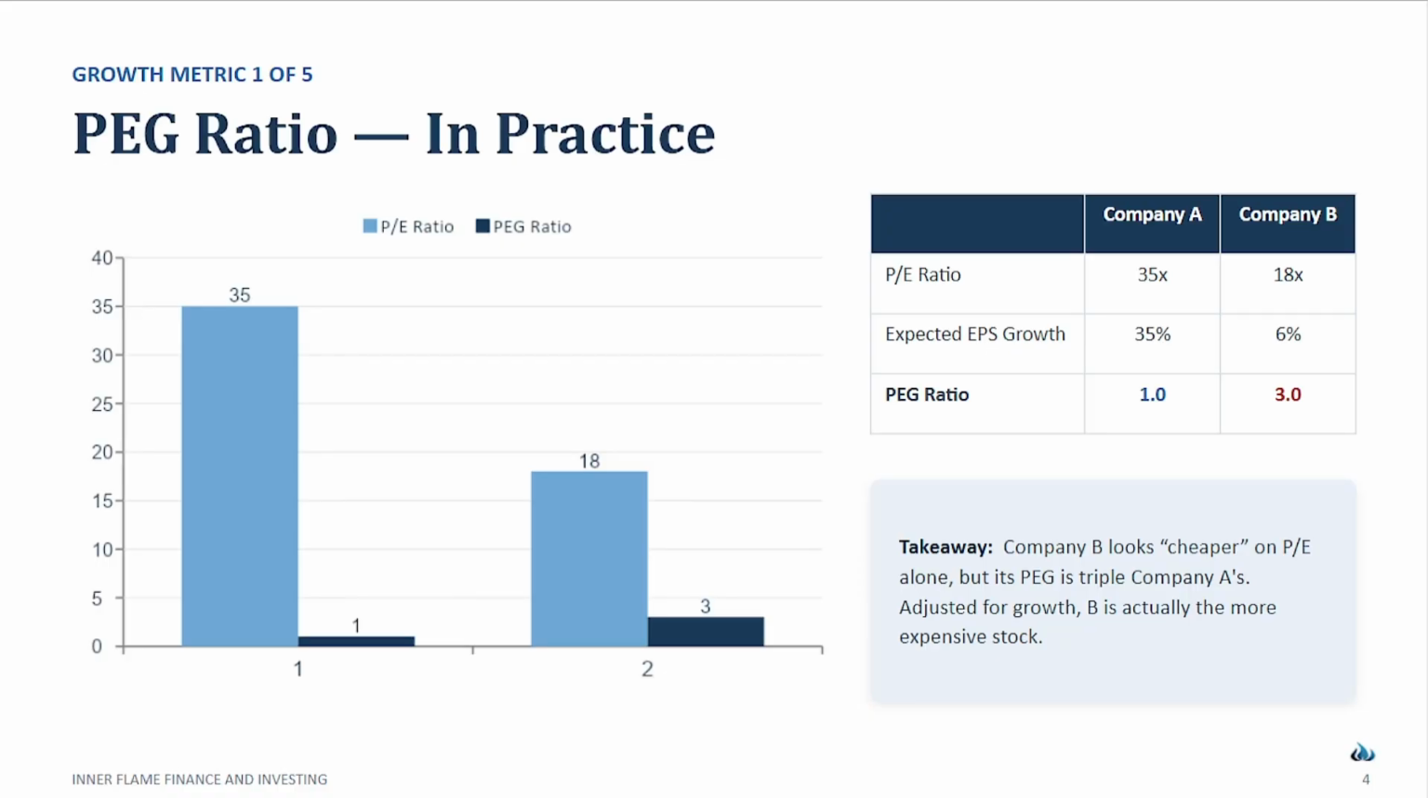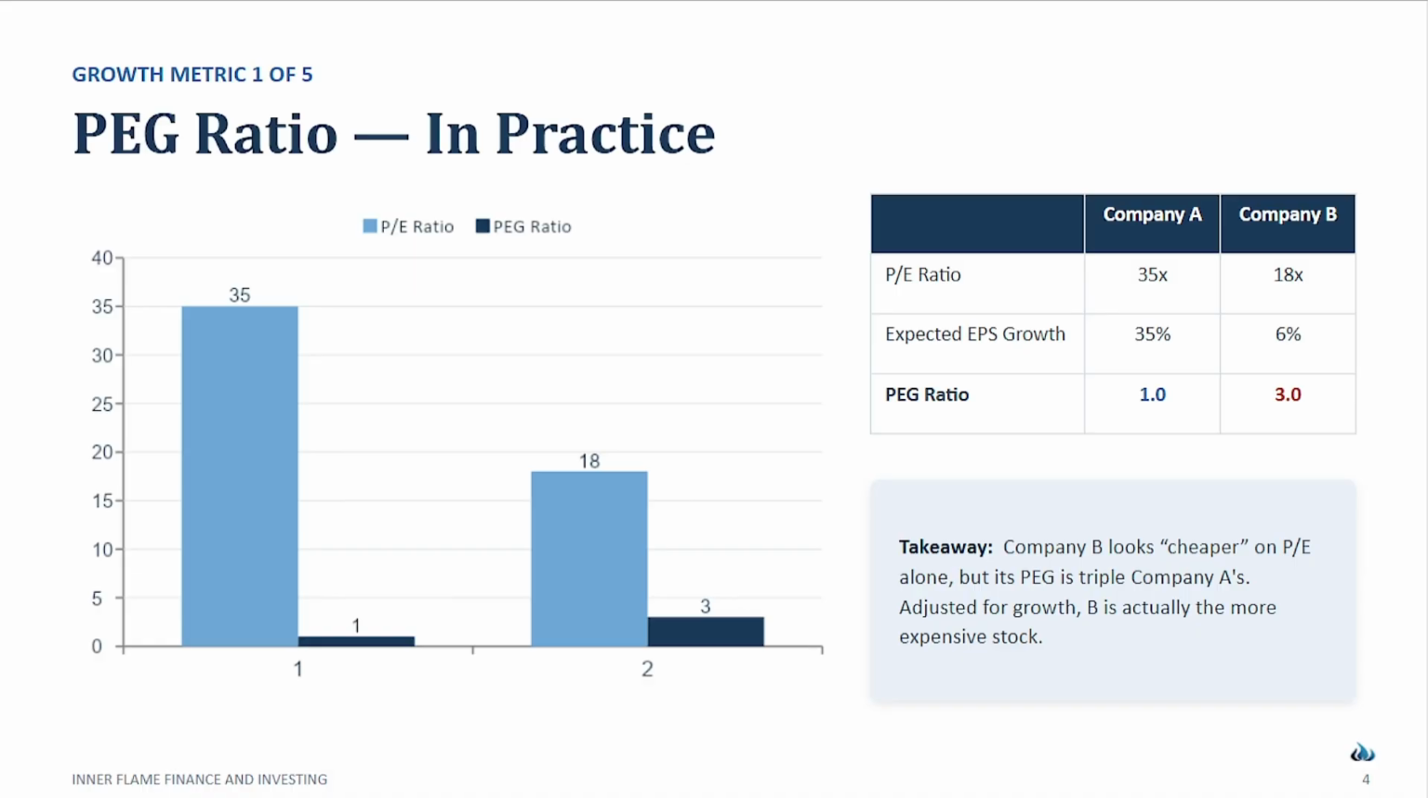However, when we take the EPS growth into account and we expect, and keyword there is expect, Company A to grow 35% in the next year, Company B only 6%, we take that PE ratio of each company, divide that by the EPS growth. So for Company A, it's 35 times divided by 35%. That's a 1.0 PEG ratio. In Company B, yeah, you're getting it at 18 times earnings, but when you divide that by their measly 6% growth rate, you're getting a PEG ratio of 3.